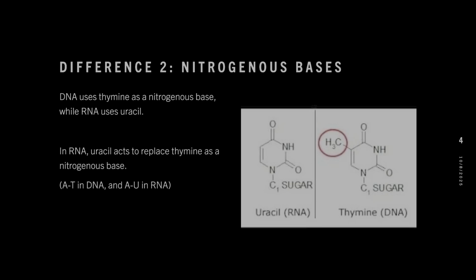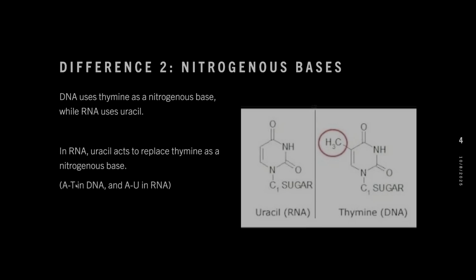So DNA uses thymine as a nitrogenous base, while RNA uses uracil. So you can kind of see the difference right here. Thymine in DNA has this methyl group off to the side, while uracil in RNA does not have that methyl group. So in RNA, uracil just acts to replace thymine as a base.